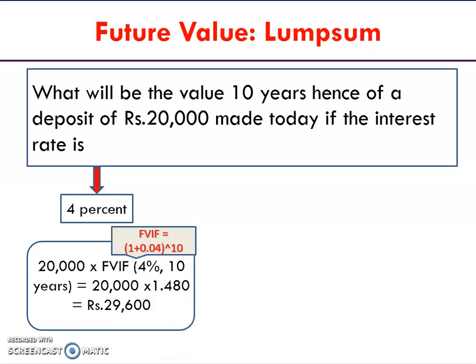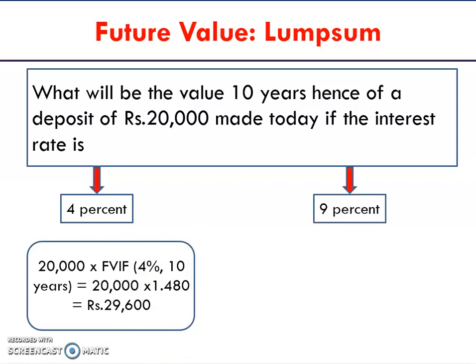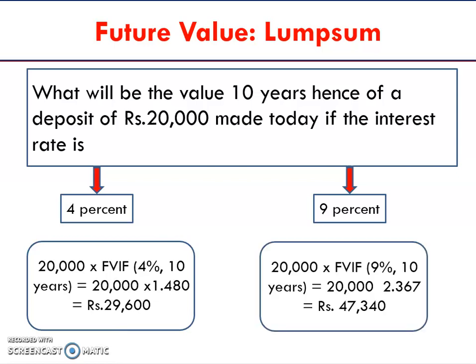Let's look at one more interest rate, at 9%. Now what happens at 9%? Here the rate of interest is 9%, which is 5% more than the previous case that we have done. The amount invested is again 20,000. You have made the investment for 10 years and the rate of interest is 9%. You put in the values in the same formula. Future value is equal to present value into 1 plus r raised to n, or future value is equal to present value into future value interest factor 10 years 9%.